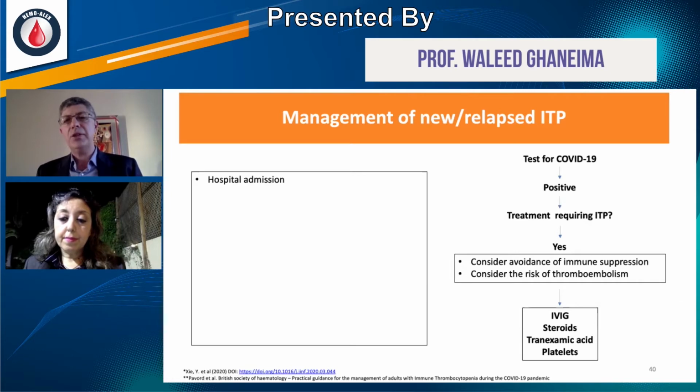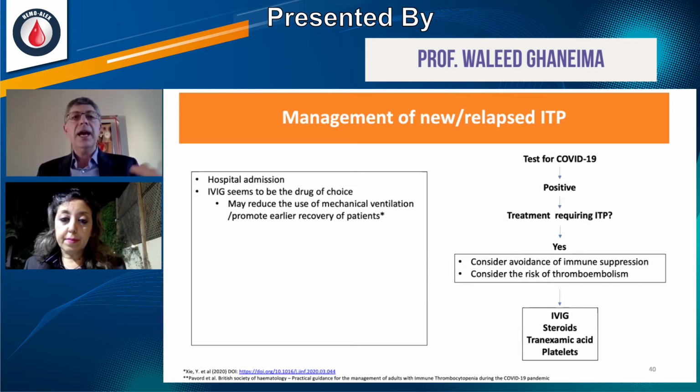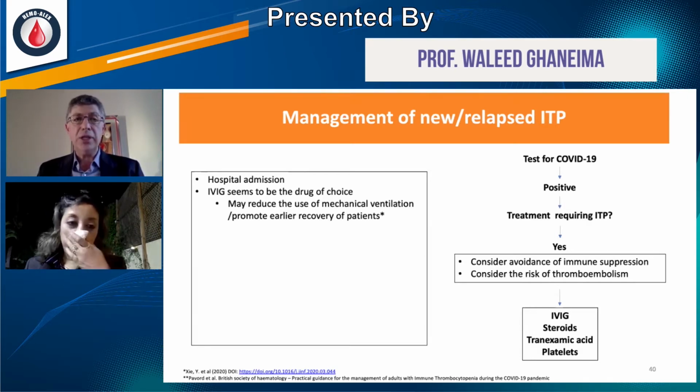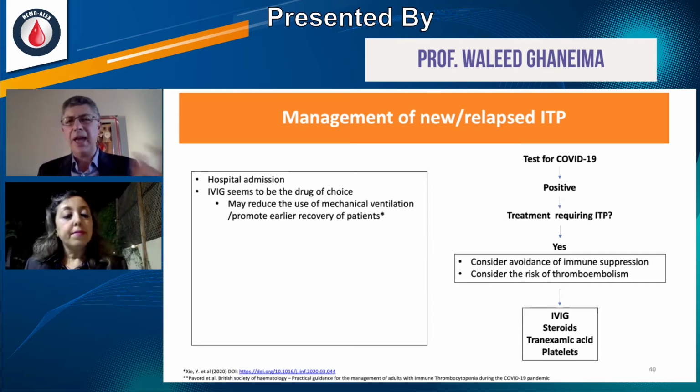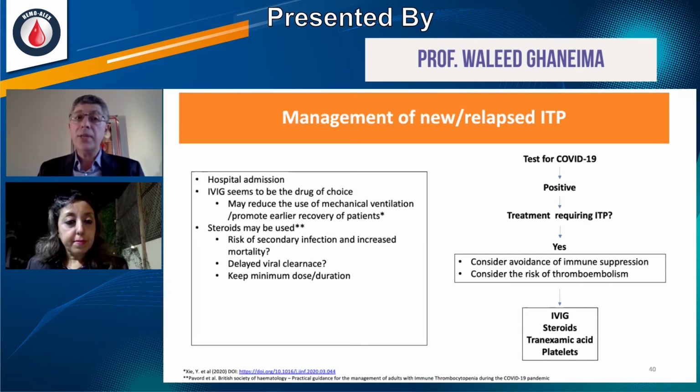We admit the patient to the hospital if that requires treatment. IVIG probably is the best choice here, as I mentioned. It may reduce the use of mechanical ventilation. There is some evidence, and it may promote earlier recovery. Steroids may be used, but we should consider the risk of secondary infection and delayed viral clearance. Keep the minimum dose and duration if you have to give steroids.